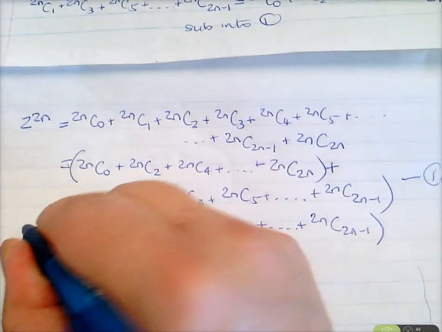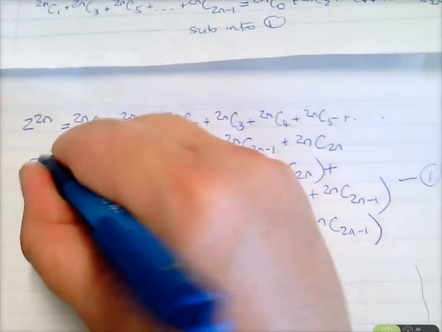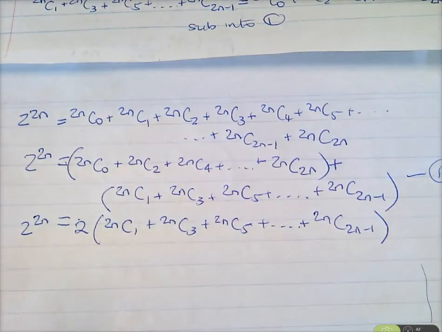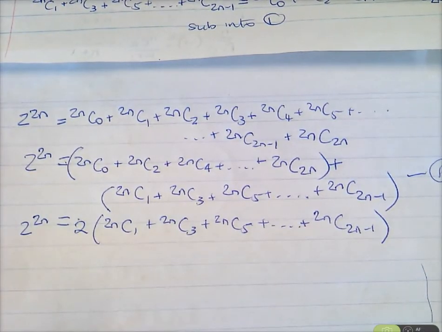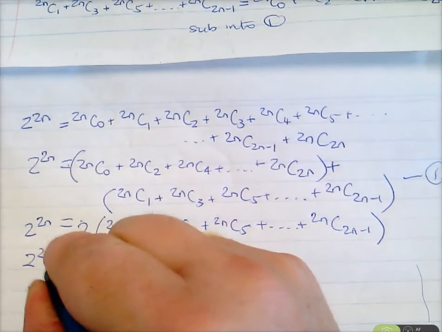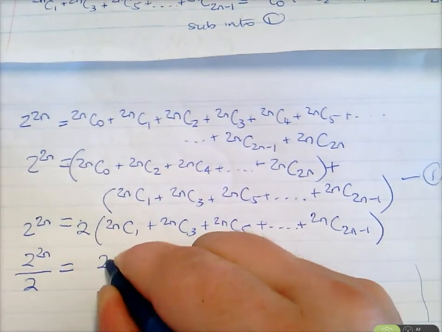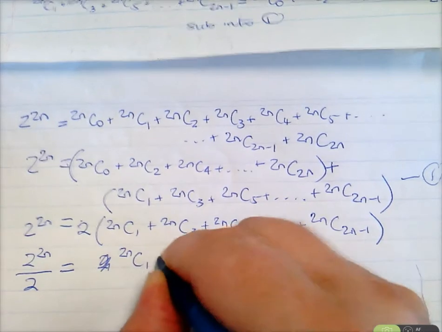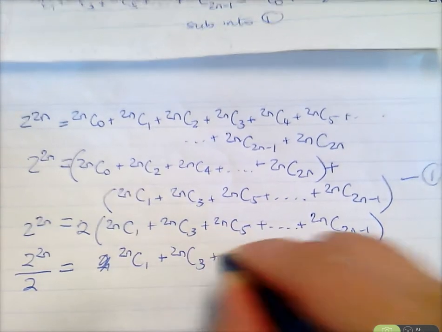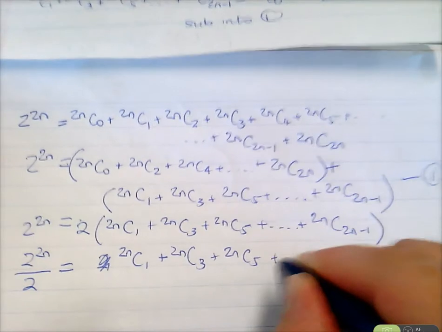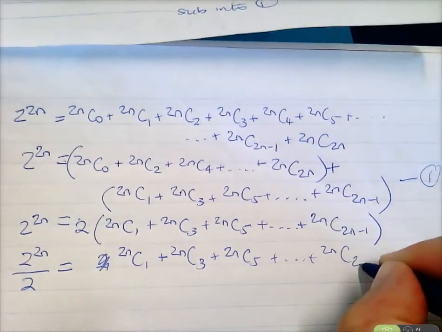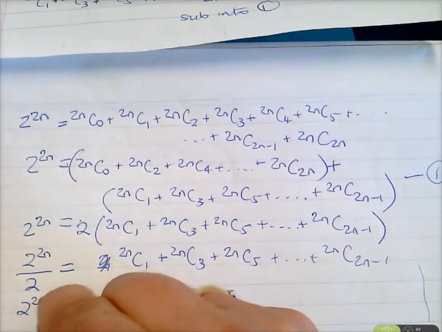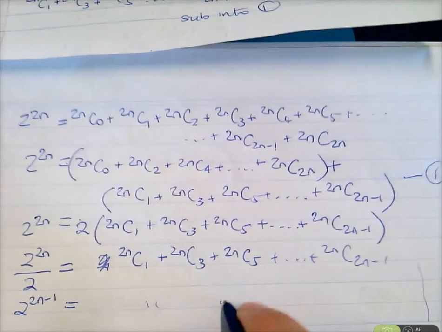And on the left-hand side, I've got 2 to the 2n. Now all I need to do is divide by 2. So 2 to the 2n divided by 2 equals 2nC1 plus 2nC3 plus 2nC5 plus up to 2nC(2n-1), which happens to be 2 to the 2n minus 1, equals all of that.